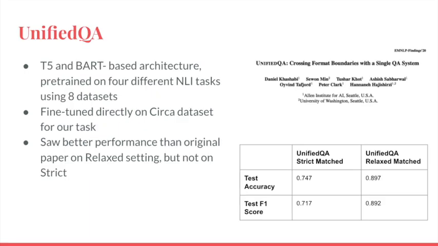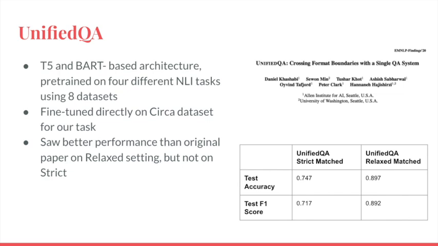UnifiedQA is a recent model that is pre-trained on 4 different QA tasks of different formats, and fine-tuning this model has been shown to achieve state-of-the-art on 10 unseen QA datasets. We believe that it might be able to perform well on the Circa dataset because it aims to understand linguistic reasoning abilities that generalize across formats. Additionally, since this model is pre-trained on 8 datasets including BoolQ, we decided to study how it performs when it is directly fine-tuned on the Circa dataset without any intermediate steps.